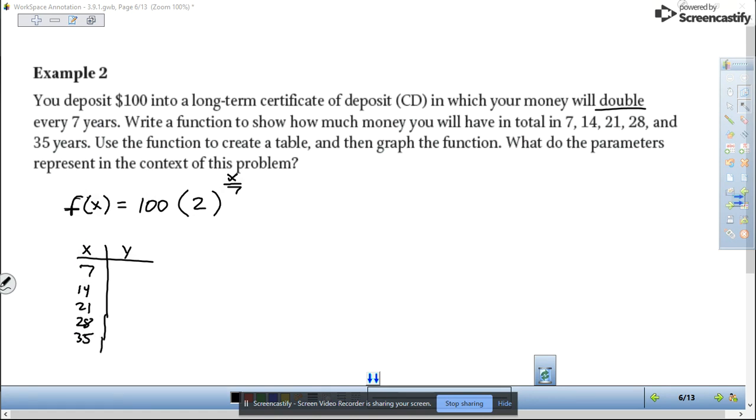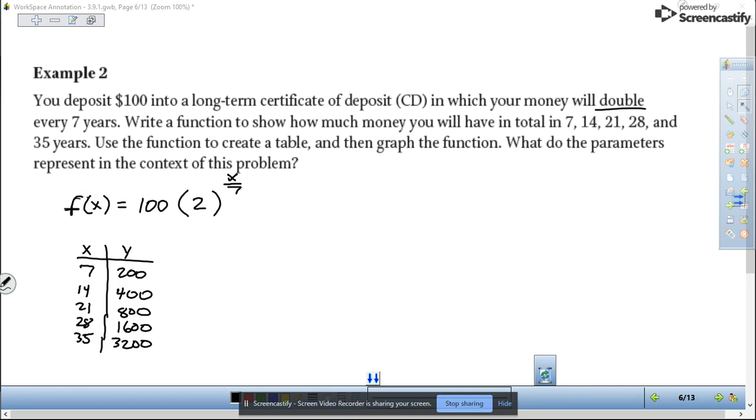All right, so in 7 years it will double once. So that would be 2, that'd be $200. In 14 years it would double twice, making it $400. And for 21 years, that'd be 2 to the third, that'd be $800. And we should be able to see the pattern here, 1,600 and then 3,200.